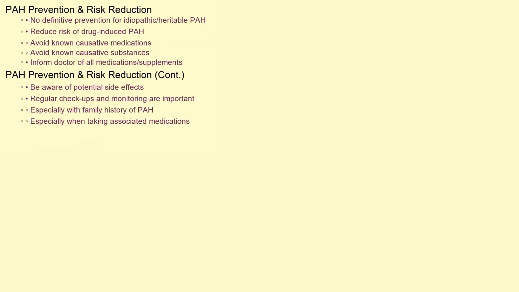Currently, there are no definitive ways to prevent idiopathic or heritable PAH. However, you can reduce the risk of drug-induced PAH by avoiding known causative medications and substances. Always inform your doctor of all medications and supplements you are taking and be aware of potential side effects. Regular check-ups and monitoring for early symptoms are also important, particularly if you have a family history of PAH or are taking medications associated with the condition.